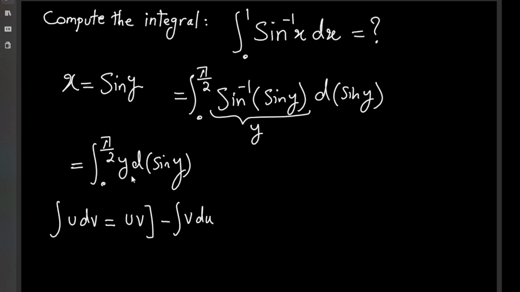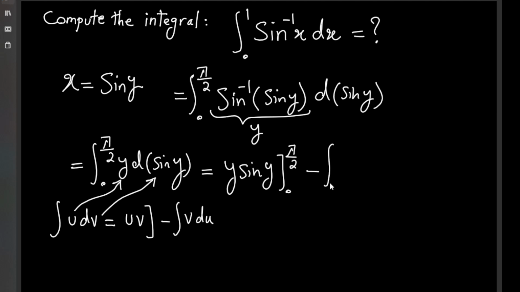So we're going to use that. In this case, y is just u, and v is our sine of y. So using that integration by parts, we're going to write simply y sine of y from 0 to pi over 2, the lower and upper limit of integration, and then minus the integral from 0 to pi over 2. Now it becomes v du, so it will be sine of y, and it would be dy.